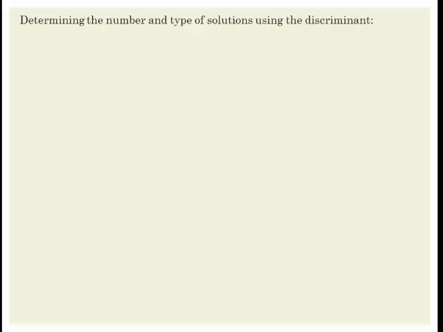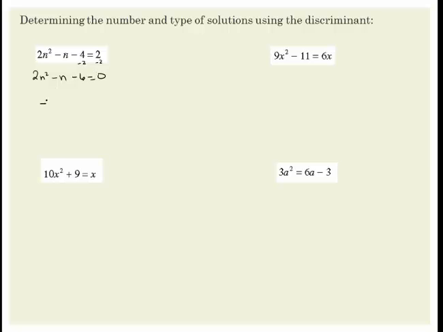So, determining the number and type of solutions. Here I have some examples. I need to set this equal to 0. So I'm going to subtract 2 from both sides. B squared, well, let me rewrite that. B squared minus 4ac. So I have negative 1 squared minus 4 times a times c. So 1 plus 48, 49. This is a perfect square root, so I will have 2 real rational solutions.